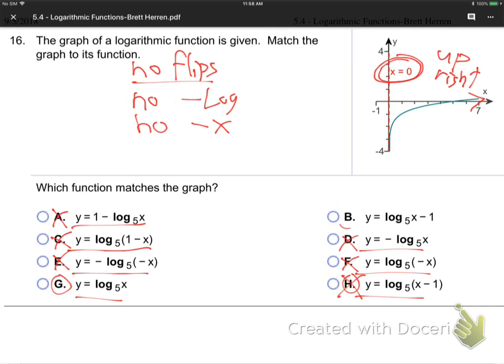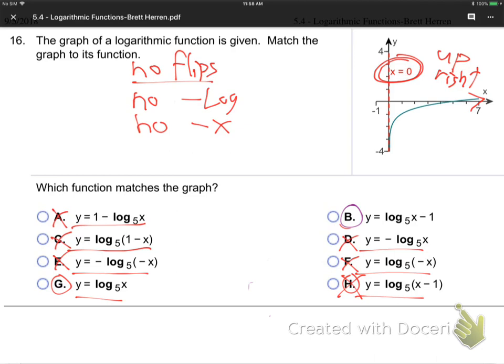So what would that -1 do? That would move it right 1. That's why the vertical asymptote is right 1. Remember, it's opposite. That's why we say the vertical asymptote is always opposite of what's in the parentheses, added or subtracted. So that one's out. So what are we down to then? I've lost focus. B and G, right? We're down to B and G.